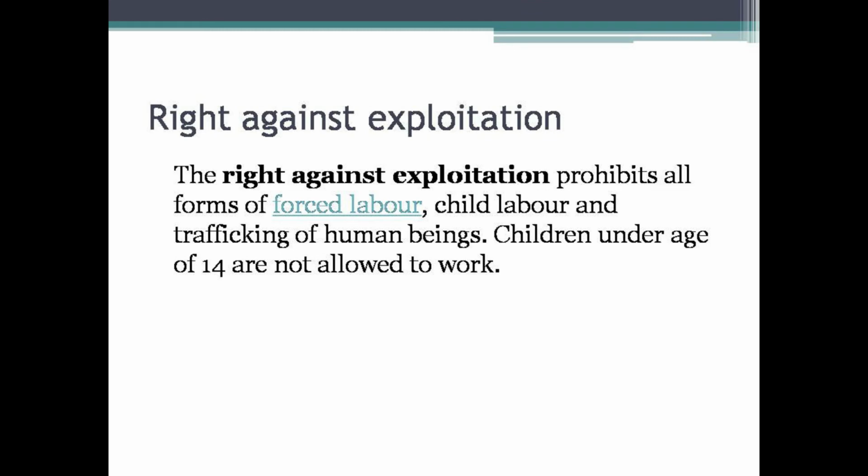The third fundamental right is right against exploitation. The right against exploitation prohibits all forms of forced labor, child labor, and trafficking of human beings. Children under the age of 14 are not allowed to work. As we can see, a large number of Indians are poor. They are often exploited by others.